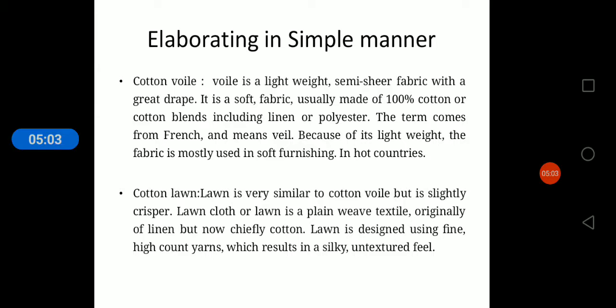And next point, cotton lawn is very similar to cotton voile, but it is slightly crisper. Lawn cloth or lawn is a plain weave textile, originally of linen, but now chiefly cotton. Lawn is designed using fine, high count yarns, which results in a silky, untextured feel.